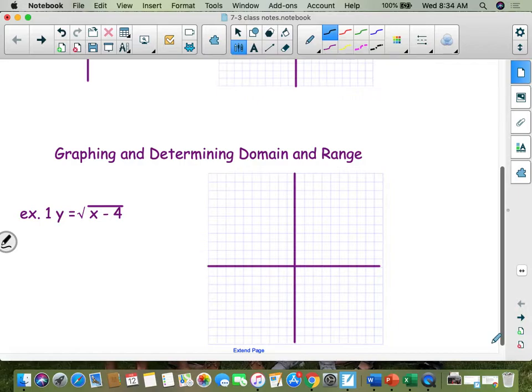This one does not have something on the outside. This moves it side to side, right? Since it's a minus 4, you move it to the right 4. 1, 2, 3, 4. And I call it a swoosh. I call square root graphs swooshes.